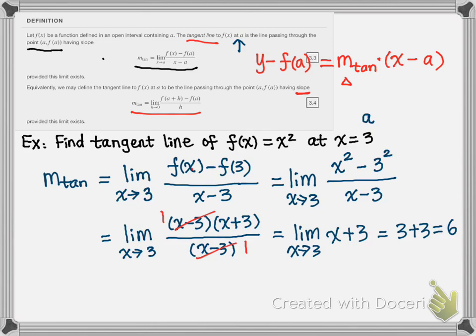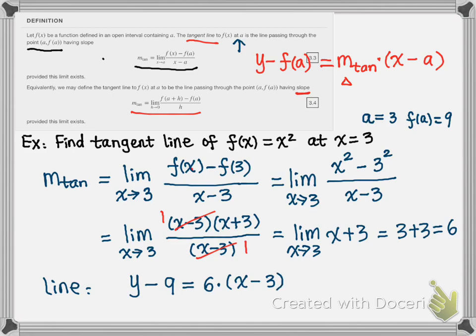We are still not done with the problem, because we only have the slope. So the tangent line will be using the point-slope form. So y minus f of a. So what is f of a? A is 3. F of a is just f of 3. 3 squared is 9. Okay, so y minus 9 equals the slope m, which is 6, times x minus a, which is 3.